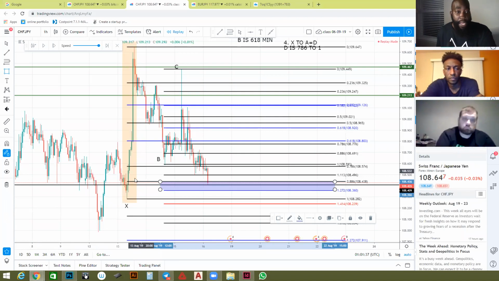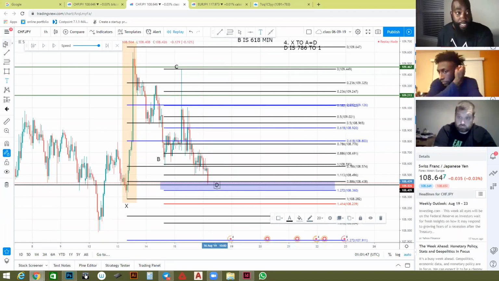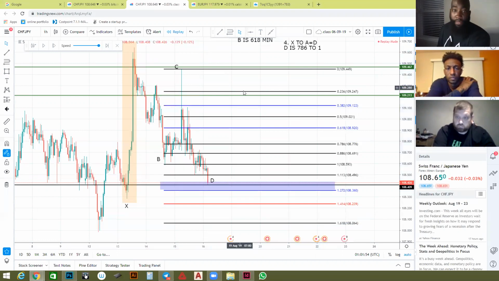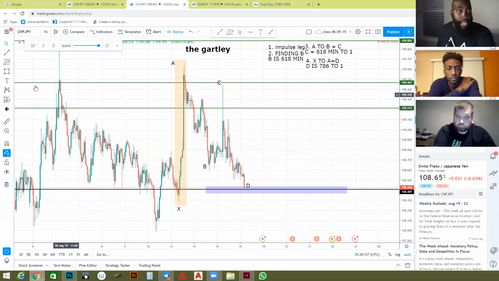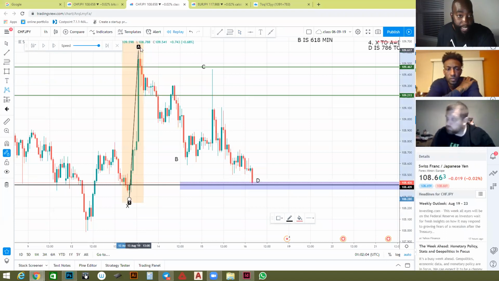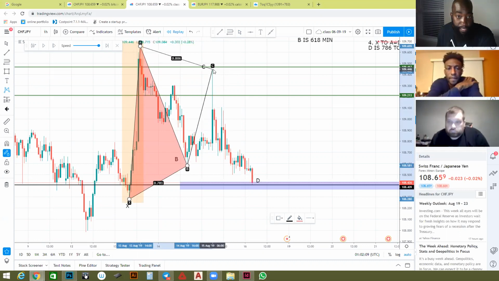And so now that I have my X to A, my A to B, my B to C, and my C to D, I can now go on here and draw my pattern. I'm gonna erase these fibs off here so you guys can see exactly what I'm talking about. I can now go in here and let me spread this bad boy out so I have some room, and take my tool. I can now go X to A to B, B to C, C to D. And this is right in my entry zone.